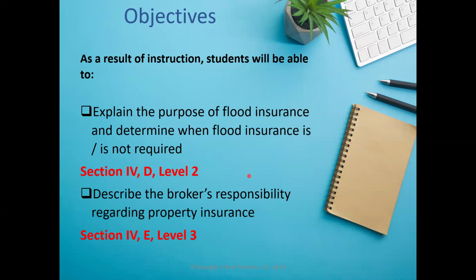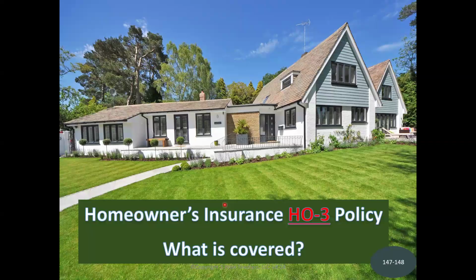So the most common homeowners insurance policy is the HO3. This is a combination policy of property coverage as well as liability. So liability coverage would be for injuries by or to third parties on the property. Property insurance is covering the properties or the improvements.